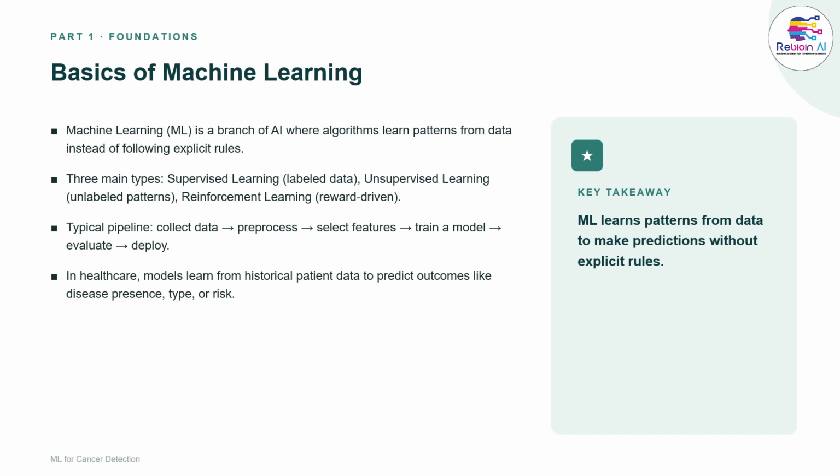There are three broad flavors. The first is supervised learning. It is when we give the model labeled examples, like the tumor is benign or malignant, and it learns to map inputs to that label. Unsupervised learning is when there are no labels and the model just finds natural groupings. Third is reinforcement learning. It is when a model learns through trial and error, getting rewards or penalties.